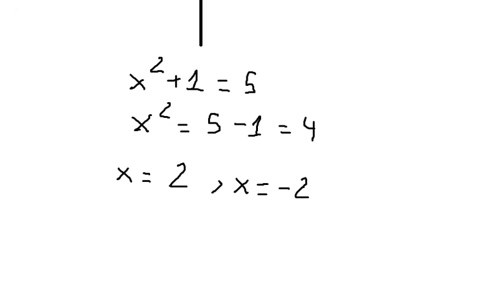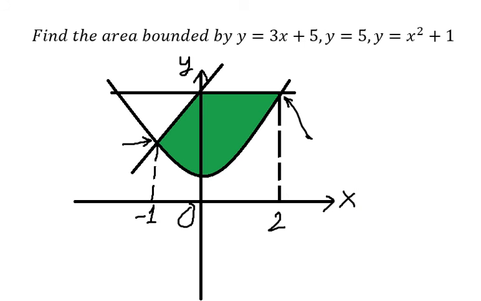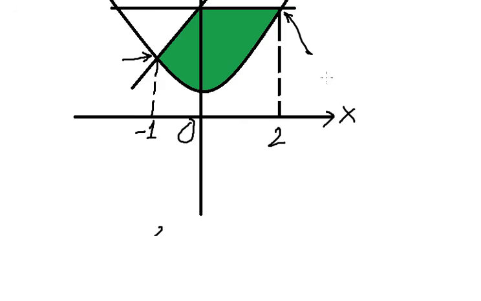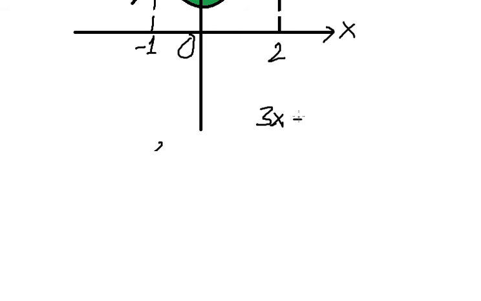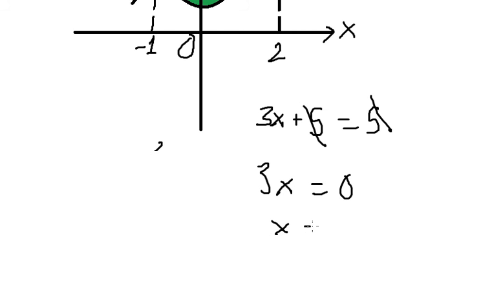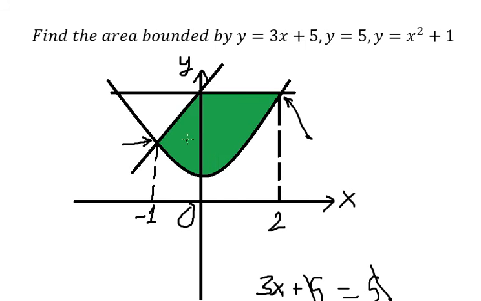Next, the last one, we already know the intersection between y equals 5 and 3x plus 5. So the 5 cancels, and you get x equals 0. That's it in here.